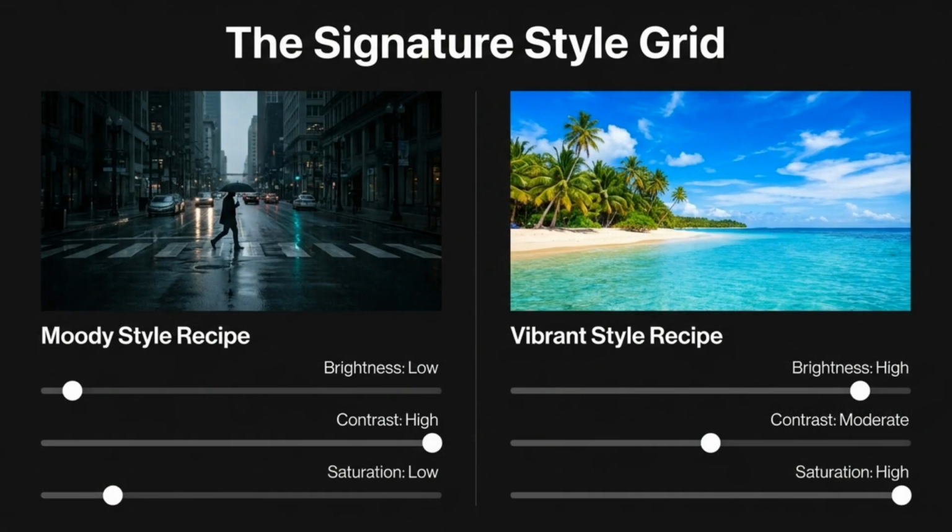Your signature style can be defined by a grid of settings. For a moody style, try low brightness, high contrast, and low saturation. For a vibrant style, try high brightness, moderate contrast, and high saturation.